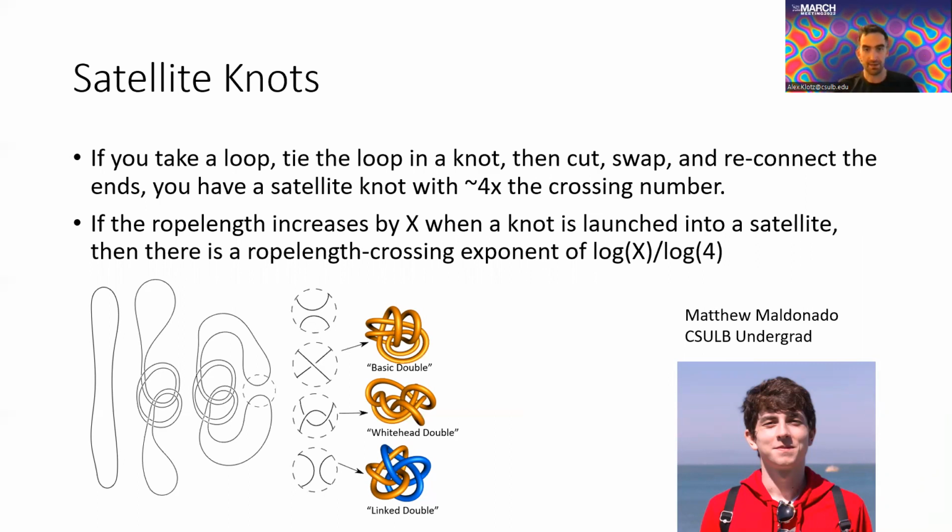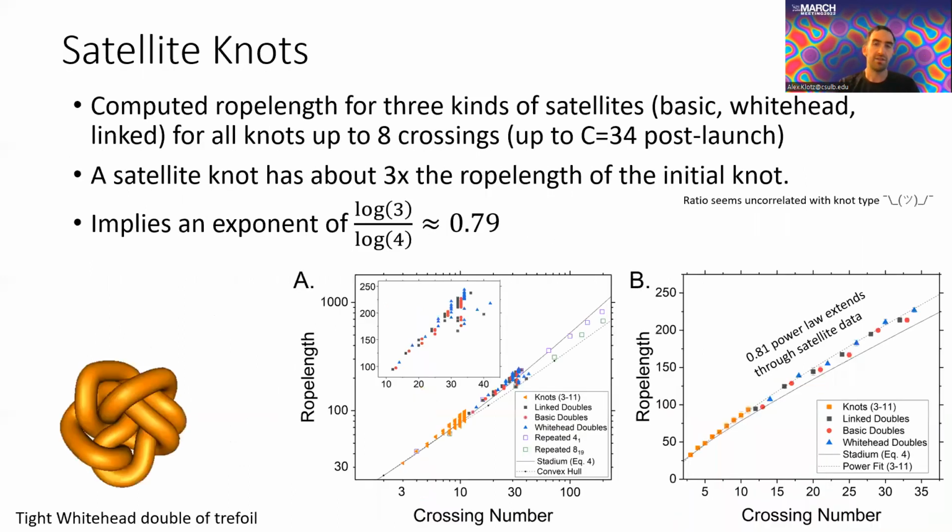So Matthew basically measured every satellite of every knot with up to 8 crossings for 3 different kinds of satellites. This extended the measurement limits from 11 up to 34. And generally speaking, he found that the rope length approximately triples when it's tied into a satellite. So this means there's a rope length crossing scaling exponent of log 3 over log 4, or about 0.79. This is close to that 0.81 that was known for already measured knots. Does this necessarily apply to every knot besides the specific set of satellite knots?